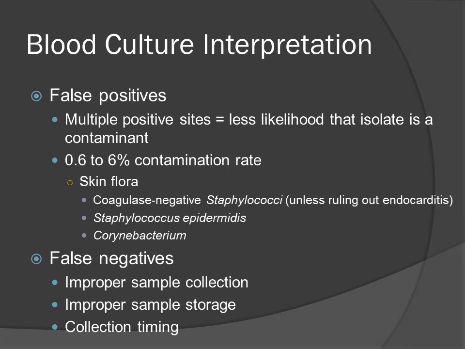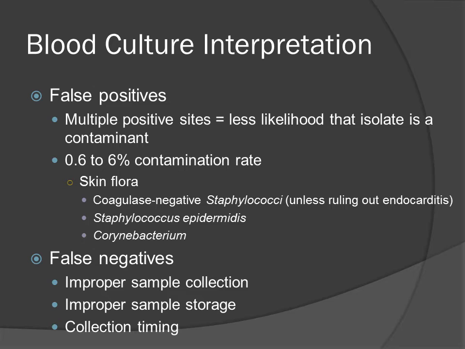So how do we interpret blood cultures? We've got false positives and false negatives. False positives are typically due to multiple positive sites. It is less likely that an isolate is a contaminant if you have multiple positive sites. If 1 out of 2 is positive, you may actually have a false positive. But you also have to take a look and see what organism is actually isolated. So if it's skin flora, like coagulase negative staph, Staphylococcus epidermidis, or Corynebacterium, you're going to probably suspect contamination.